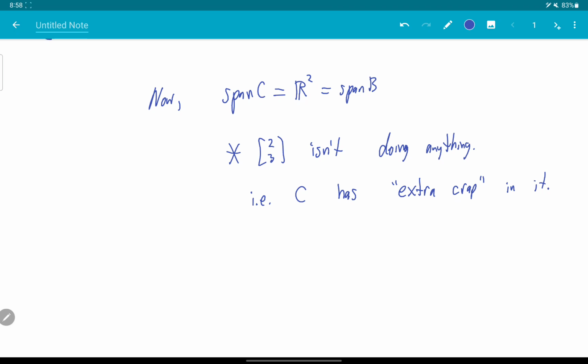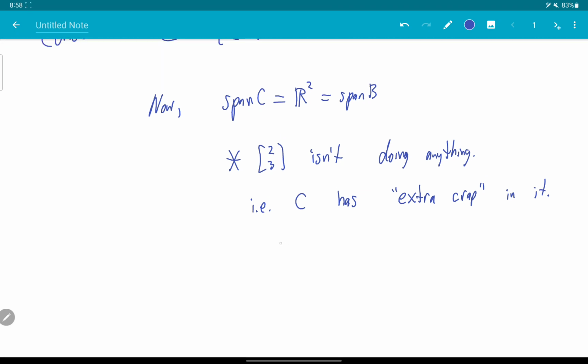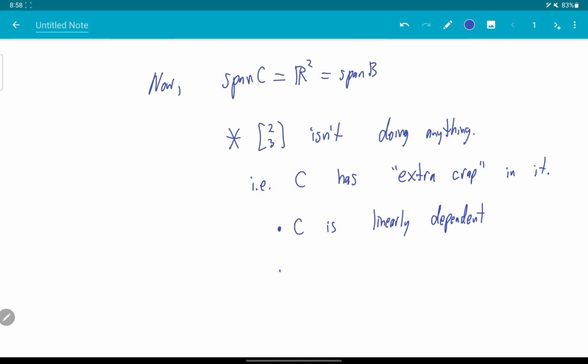What are we going to say? So more precisely, C is linearly dependent. And B is linearly independent. Okay, these two facts here, if you don't believe me, then you should check these things yourself.